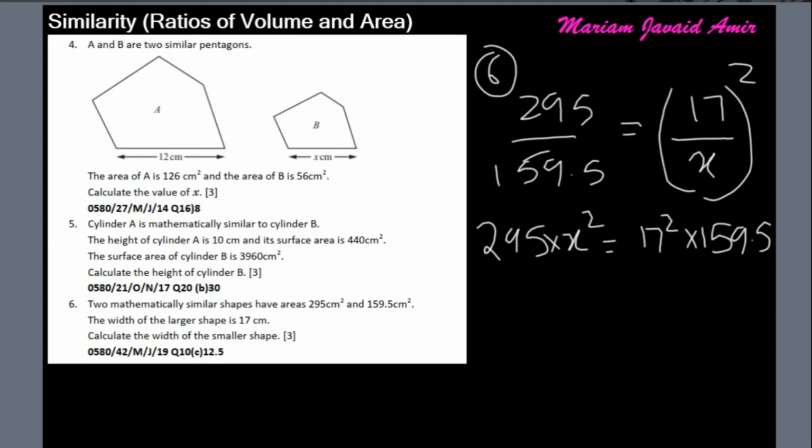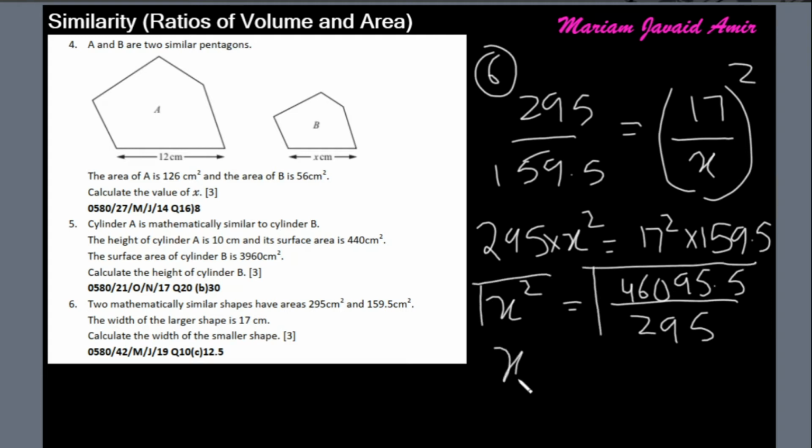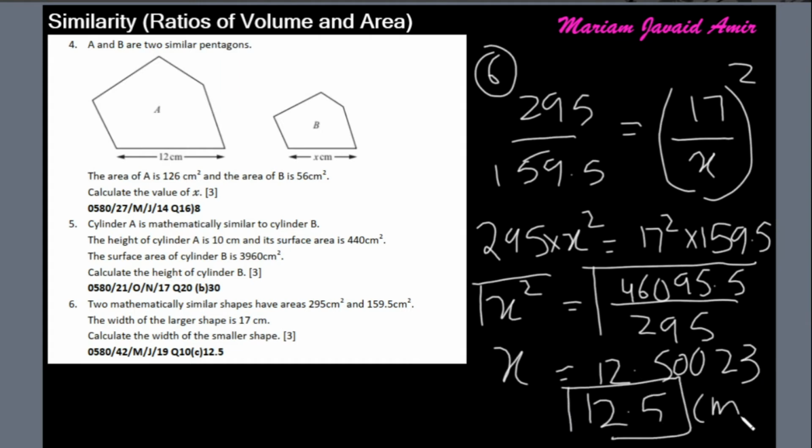by cross multiplying equals 17 squared times 159.5. So this will become x squared equals 17 squared times 159.5 over 295, which is giving me 46095.5. Next take the square root of both sides, so x equals the square root of the answer divided by 295, which is giving me 12.50023. Round this off to 3 significant figures, so 12.5 centimeters is the answer for part 6.